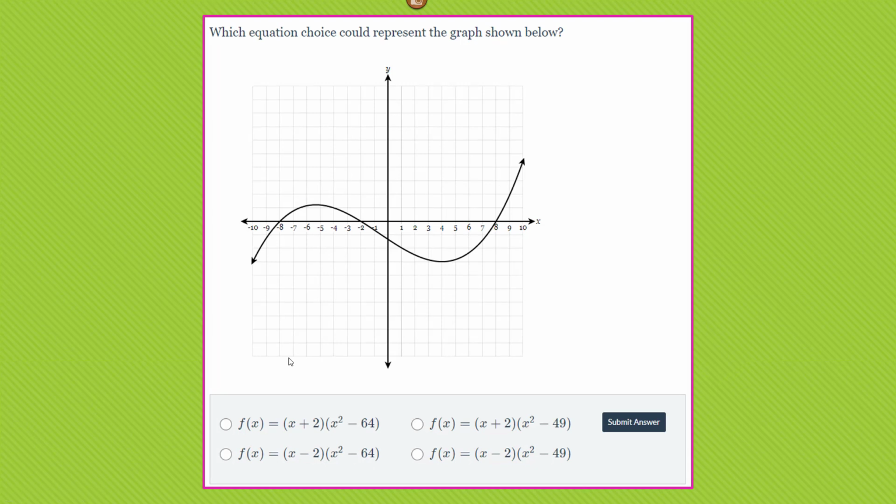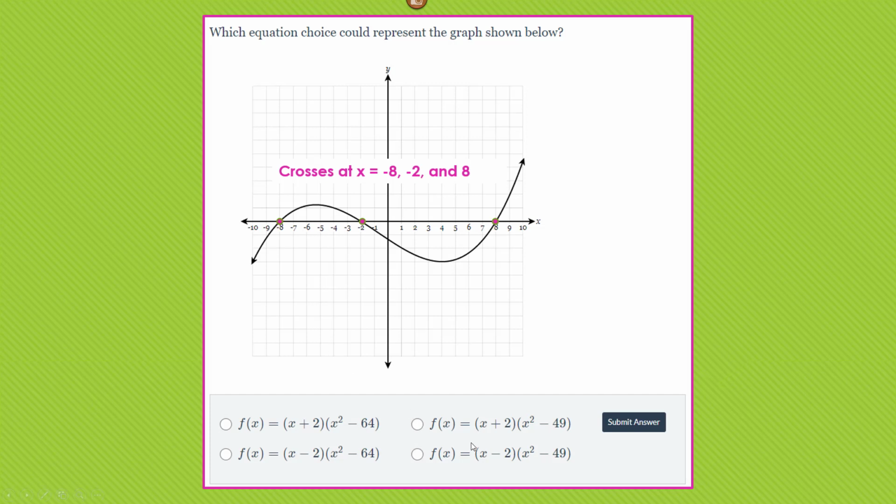All right, we're almost done. Here we have another graph. I'm identifying the zeros, and we're crossing at each of these zeros, so each of them should have an odd multiplicity. Okay, we're crossing at -8, -2, and +8.